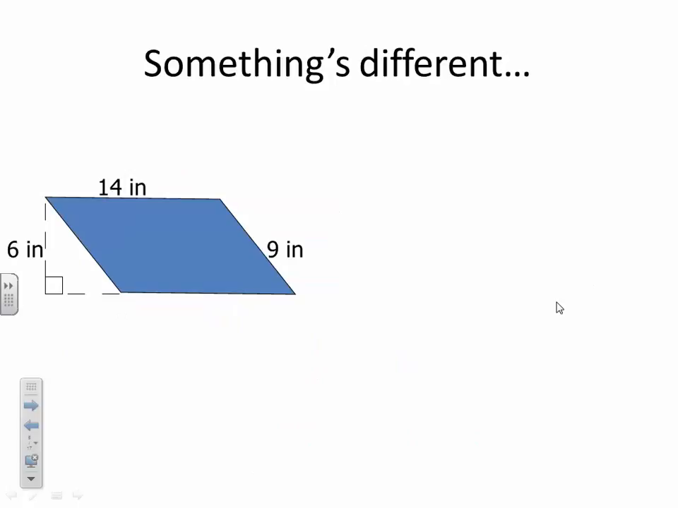All right, let's try the next one. So you can stop the video and try this one. Formula, substituting. 14 is the base, 6 is the height. Why? Because it has a right angle. Even though it's outside of the shape, doesn't matter.